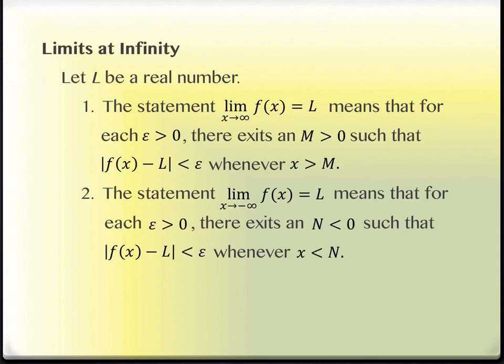And all of this should feel like I've seen something like that before, right? You have. We have the corresponding statement number 2 for a low number. So M is a big number, N is a big negative number, really. That's why they're using a capital. It's a large number, but it's negative. So the statement, the limit as x goes to negative infinity of f of x equals L, means that for each epsilon greater than 0, there exists an N that's negative, such that |f(x) - L| is less than epsilon whenever x is less than N.